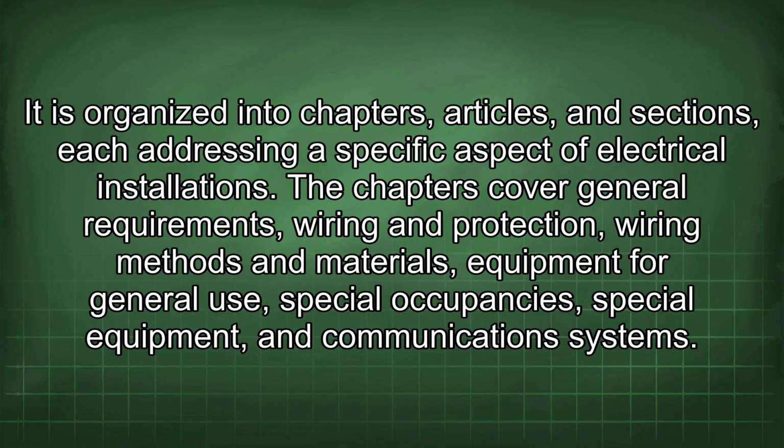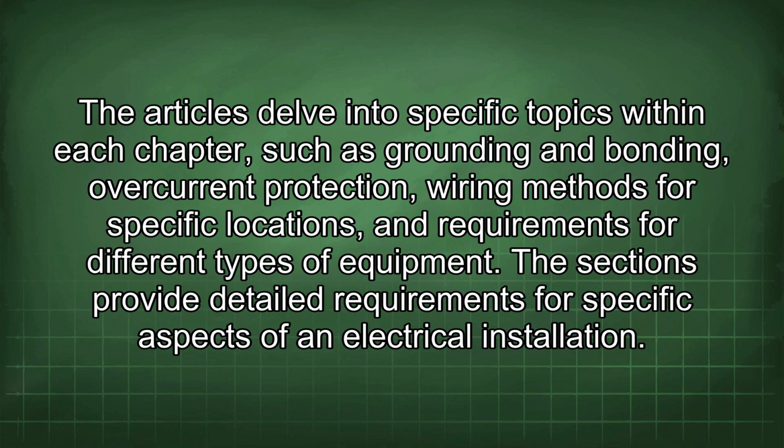It is organized into chapters, articles, and sections, each addressing a specific aspect of electrical installations. The chapters cover general requirements, wiring and protection, wiring methods and materials, equipment for general use, special occupancies, special equipment, and communications systems. The articles delve into specific topics within each chapter, such as grounding and bonding, overcurrent protection, wiring methods for specific locations, and requirements for different types of equipment.